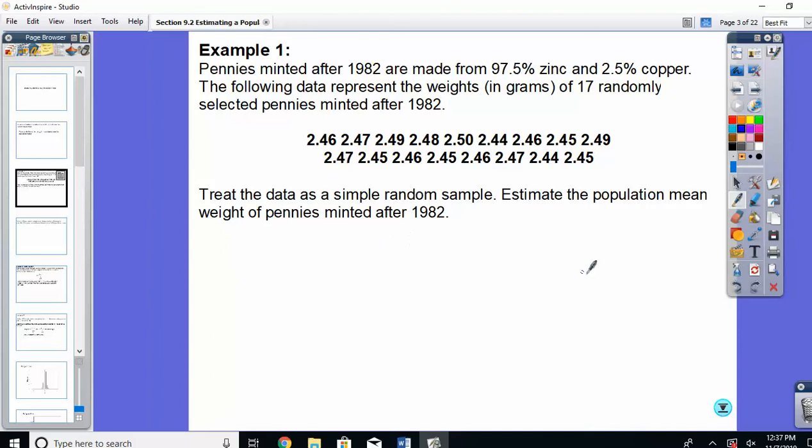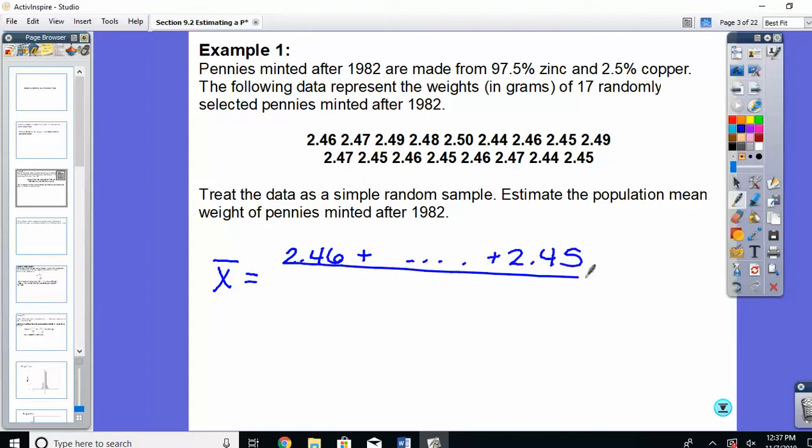So, do I have the data from every single penny made after 1982? No. We are estimating the population mean by finding the mean of this group. How would you find the mean of it? Right. You add them all up. I am not taking the time to write all those down. And we will divide by 17 because that's how many points we have. So, grab your calculator. The sample had a mean, or an average, of 2.464.